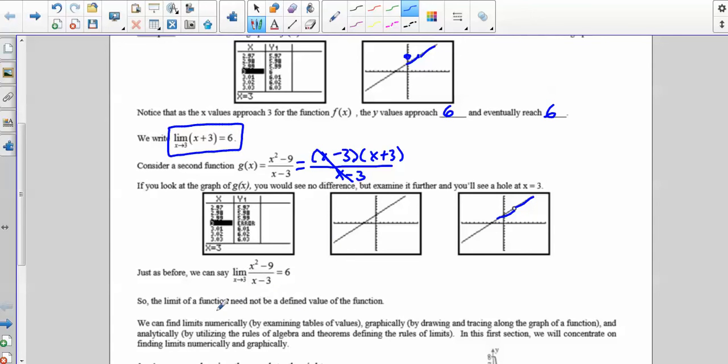So this is important, that the limit of the function need not be a defined value of the function, which means the hole is okay.